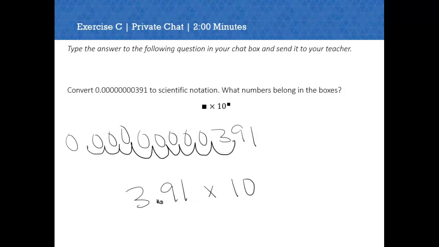Now, in order to get back to it, we need to move this decimal back to the left. So it's a negative exponent. 3.91 times 10 to the negative 9th. You have to make sure you move this all the way so just the 3 is in the front.